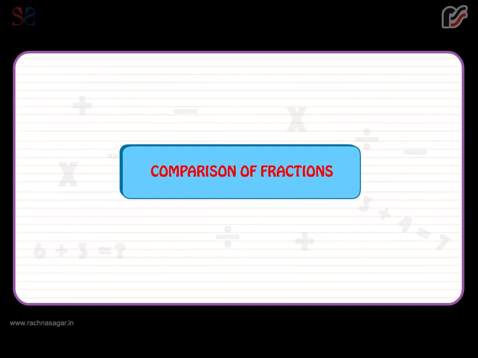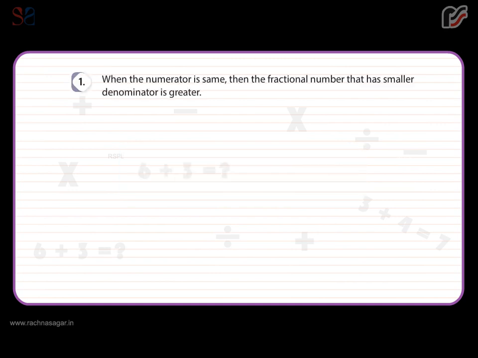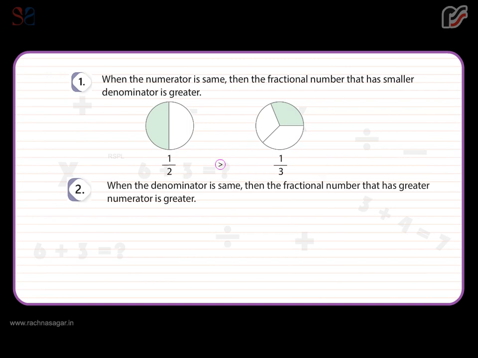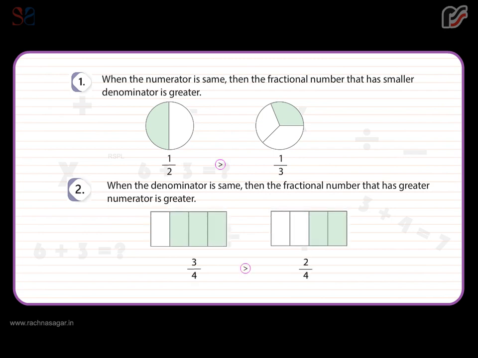Comparison of fractions. 1. When the numerator is same, then the fractional number that has smaller denominator is greater. 1 upon 2 is greater than 1 upon 3. 2. When the denominator is same, then the fractional number that has greater numerator is greater. 3 upon 4 is greater than 2 upon 4.